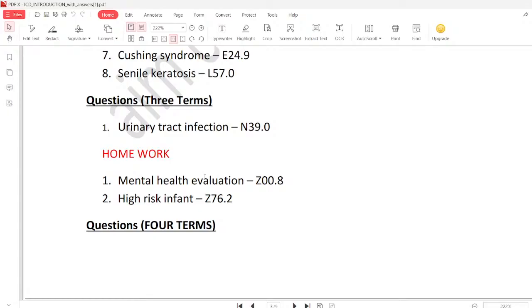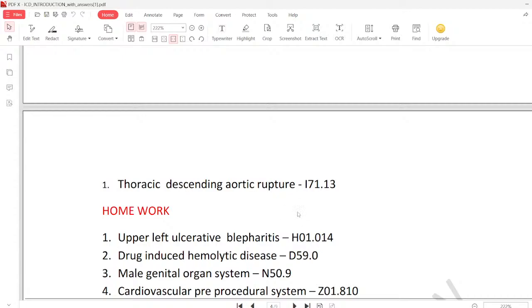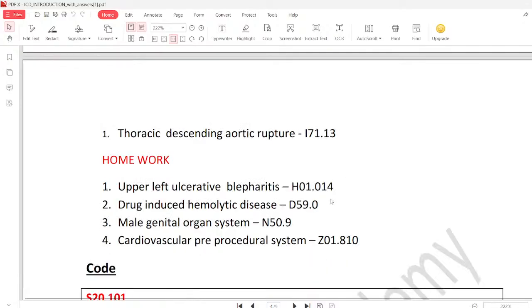Clear? Some homeworks: mental health evaluation is Z00.8. High risk infant is Z76.2. And some four-term ones: thoracic descending aortic rupture, I71.13. Upper left ulcerative blepharitis, H01.014. Drug induced hemolytic disease, D59.0. Male genital organ system, N50.9. Cardiovascular pre-procedural system, Z01.810.